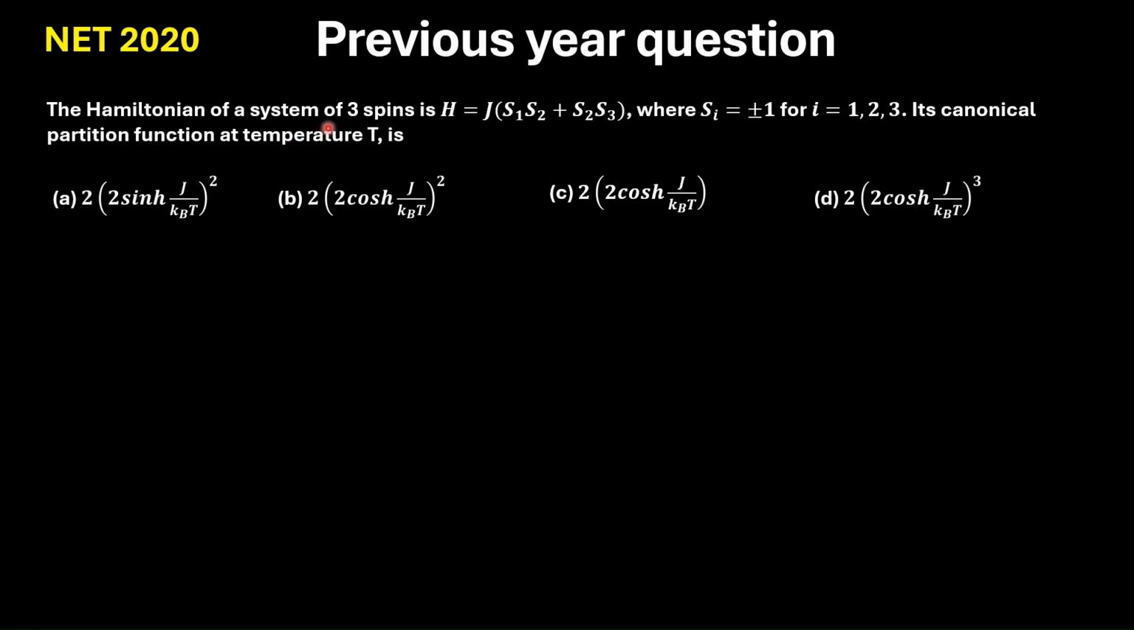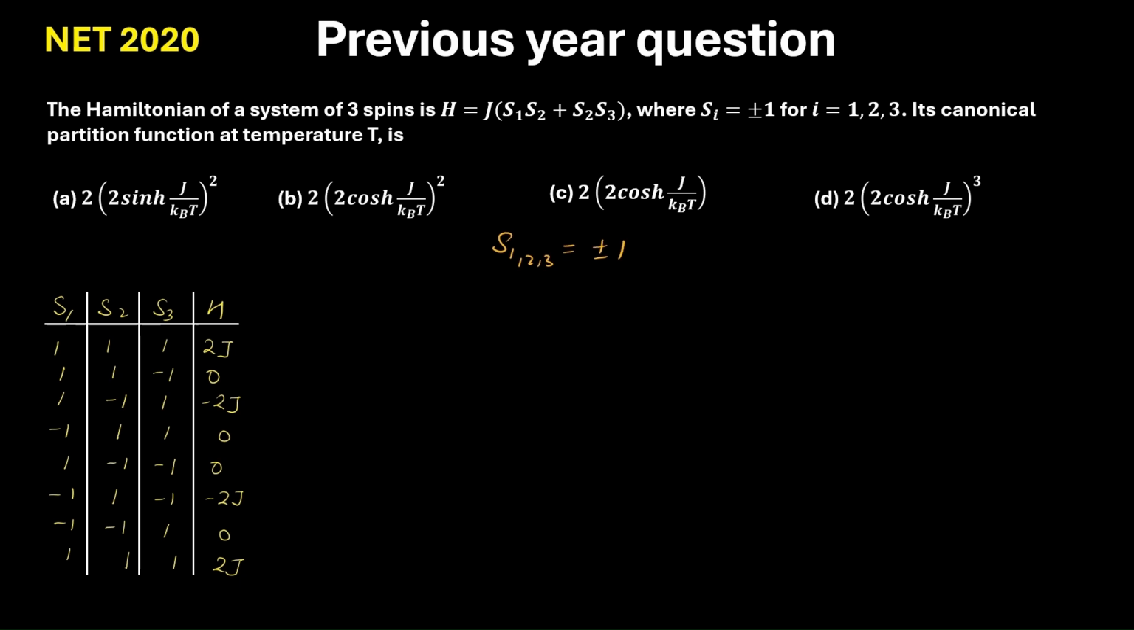Here we are given a Hamiltonian of 3 spins, and we are told to find the canonical partition function. S1, S2, S3 can have values plus minus 1. So we need to find the different configurations and the corresponding energies. Here are the possible combinations and the corresponding energies. We can see that for 2J there is a degeneracy of 2, for minus 2J there is a degeneracy of 2, and for 0 there is a degeneracy of 4.